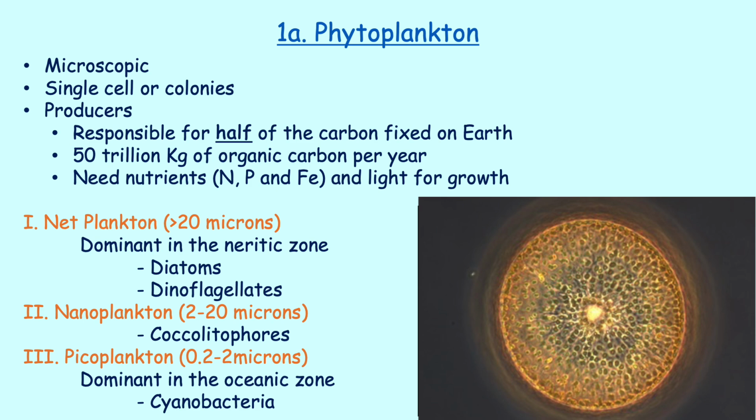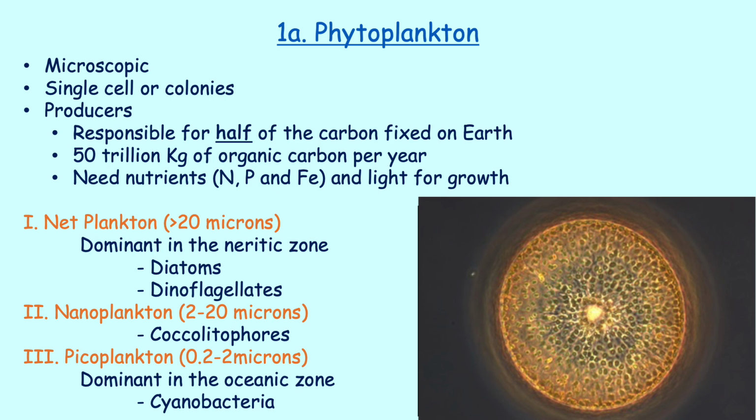Phytoplankton are producers. They're responsible for half of the carbon fixed on Earth. 50 trillion kilograms of organic carbon per year is fixed by phytoplankton. Phytoplankton cells need nutrients, nitrogen, phosphorus, and iron mostly, and light for growth.